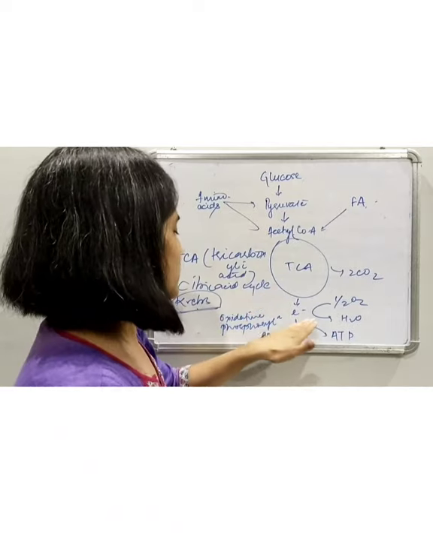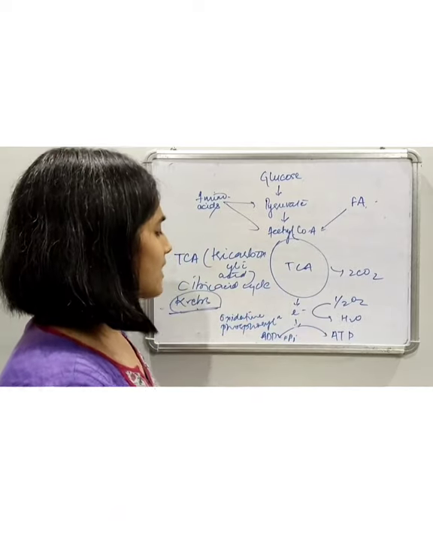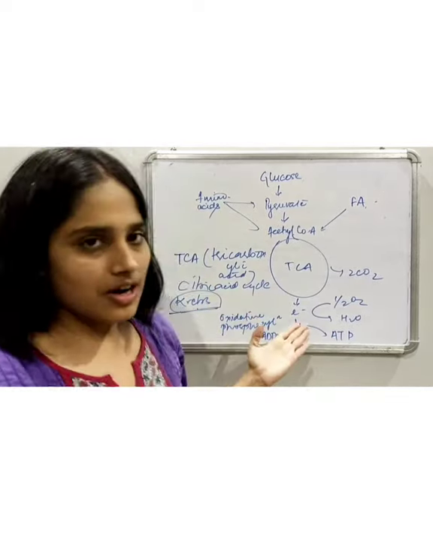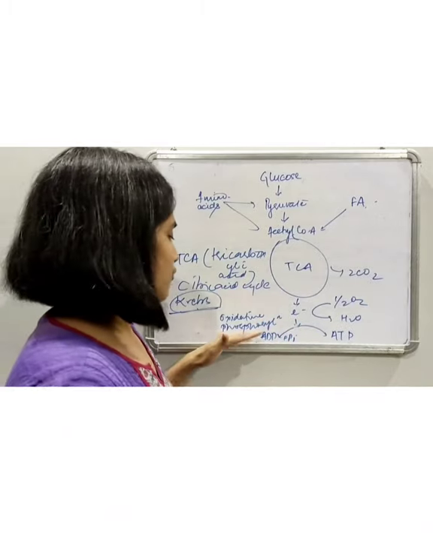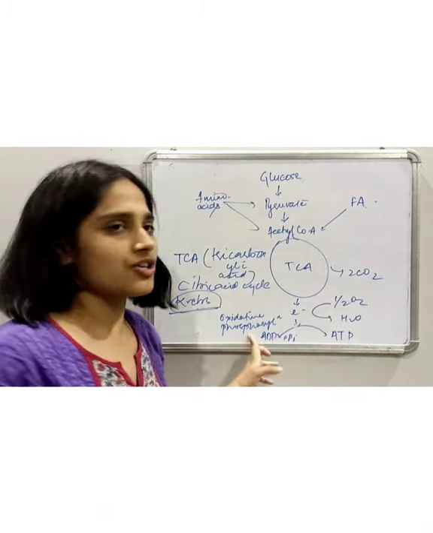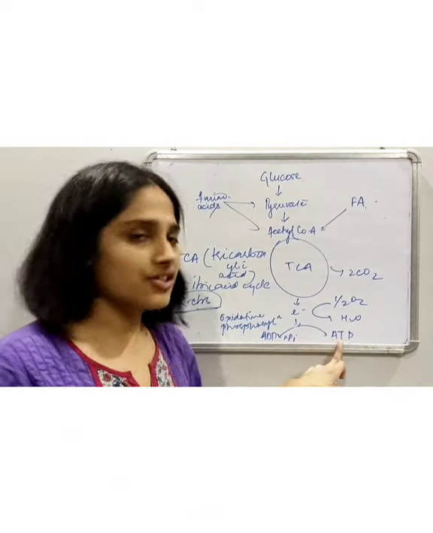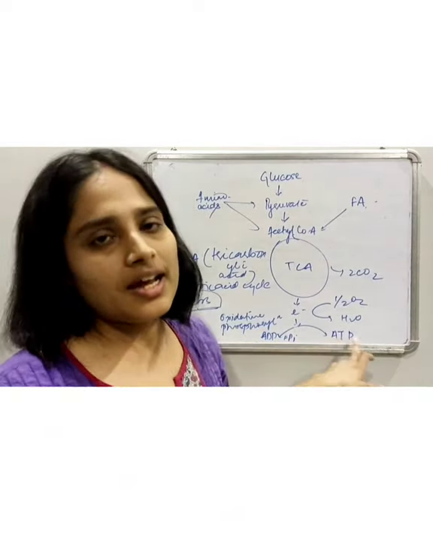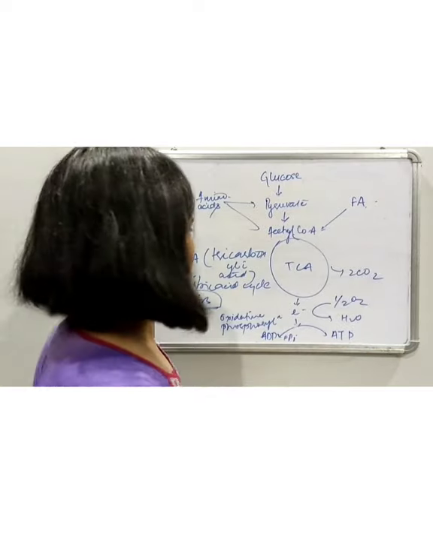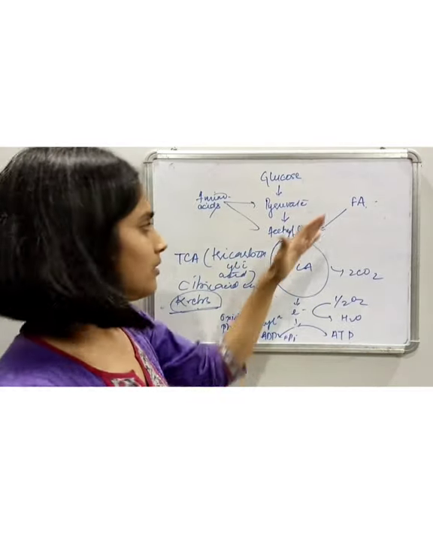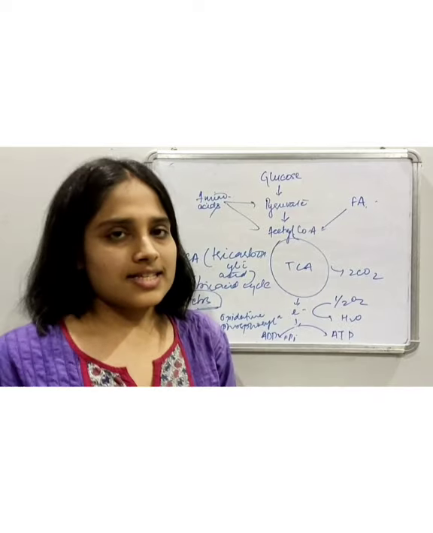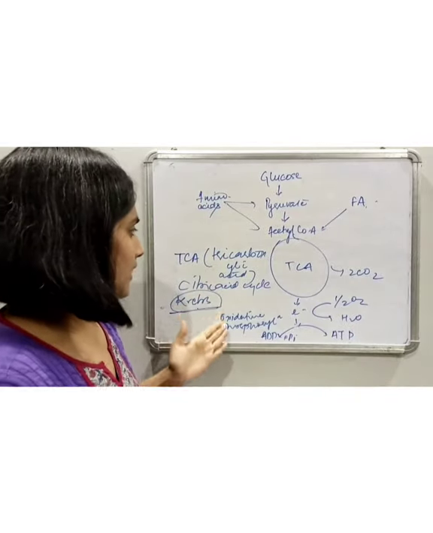Now these electrons then undergo the electron transport chain and oxidative phosphorylation for the conversion of ADP, adenosine diphosphate, into the energy currency, which is ATP, adenosine triphosphate. So this is the general overview of the TCA cycle and some of the alternative names.